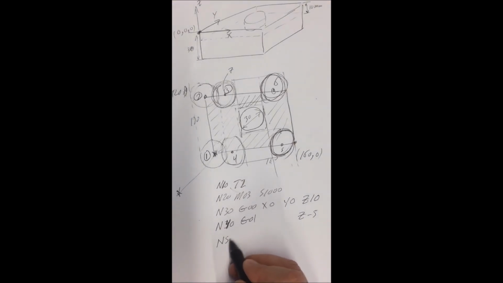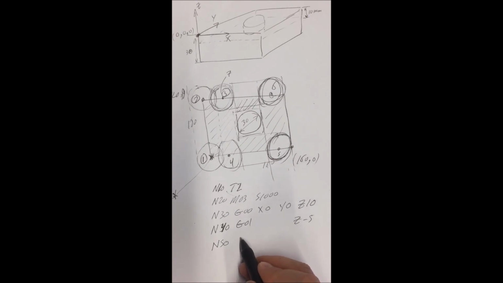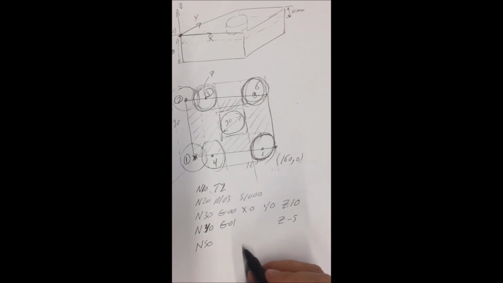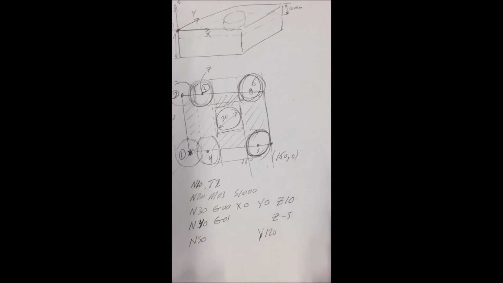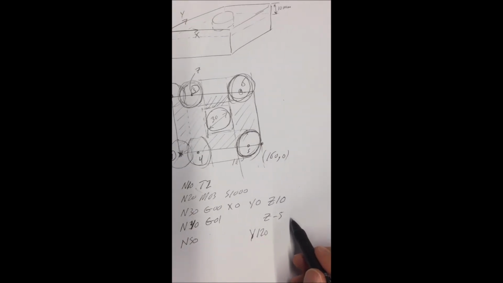The N50 is going to be G01. I'm not going to write that down once again, for simplicity. I'm only going to write that the x is not going to change. Go to y equal to 120. Now you can see I'm not going to add the z. Oh, I forgot something here. The feed rate, 450, and the feed rate here, let's say, is going to be 200. Okay, I just forgot the feed rate. This should be added.